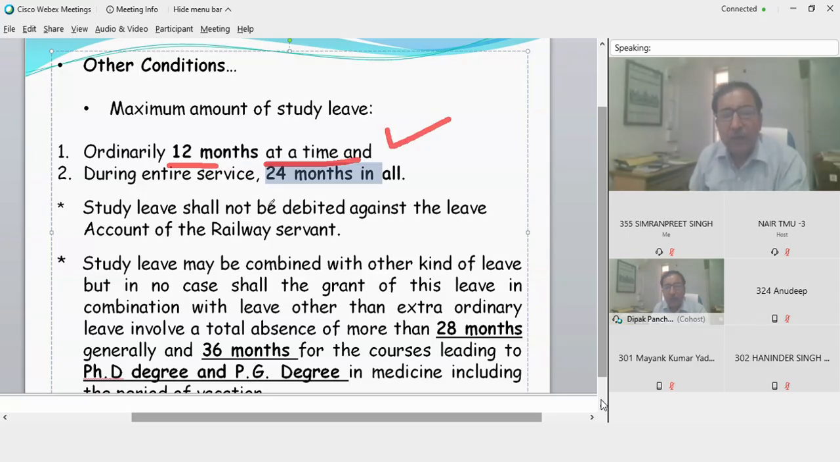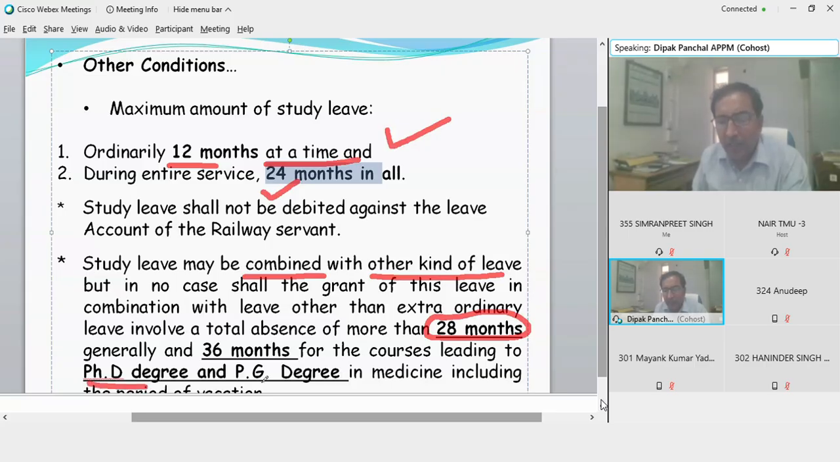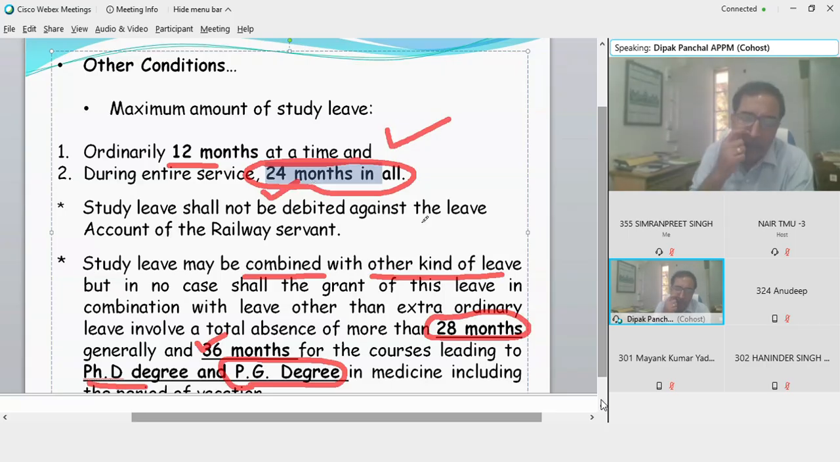Now this study leave being 24 months may not be sufficient in some courses. So this study leave can be combined with other kind of leave. But in no case can it exceed 28 months. Right. And in case of those who are undergoing PhD or the PG degree, that is doctors or the technical staff, etc., in their case 36 months maximum study leave can be sanctioned. Now in this case also 24 months will be on study leave account, and 12 months other leave.